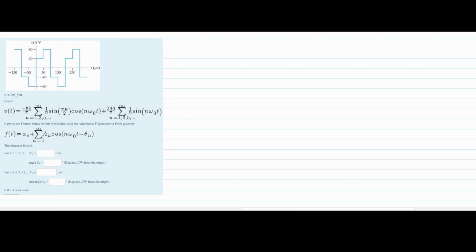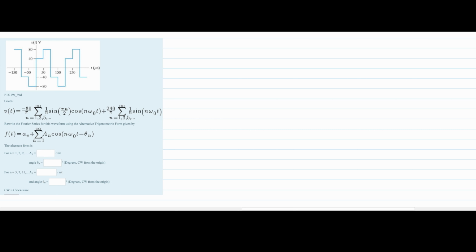We're going to be looking at the following circuit diagram. We need to rewrite the Fourier series for the following waveform using the alternative trigonometric form given below. So using this form, we've found this right here. Okay, and the alternative form is asking us for a few specific things down here.